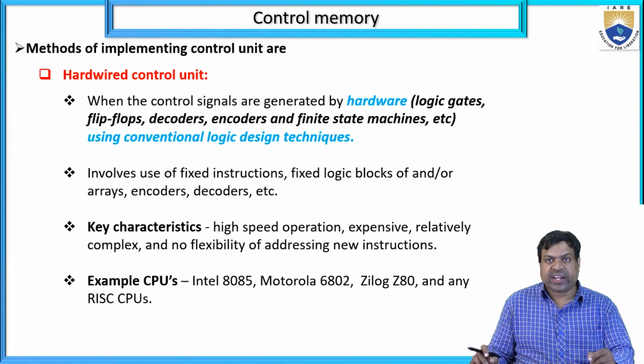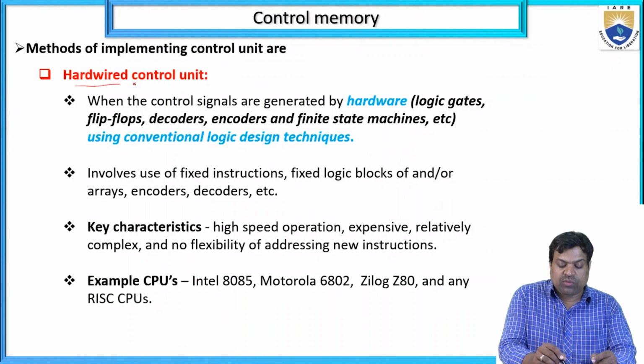And what are the key characteristics? High speed operation, expensive, relatively complex, and no flexibility of adding new instructions. What are the examples of hardwired control unit? Intel 8085, Motorola 6802, Zilog Z80, and any type of RISC CPU.